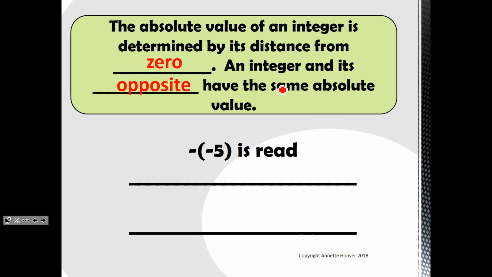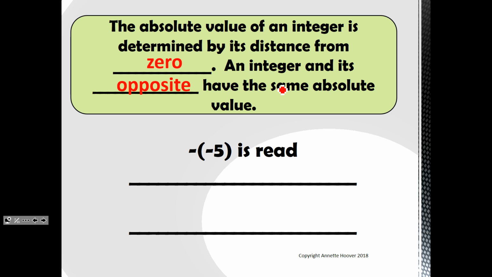For example, the absolute value of negative 7. How far is negative 7 from 0? It is 7 from 0. What is the absolute value of a positive 7? Well, it is also 7 from 0. So opposites actually have the same absolute value, since you're only asking what is the distance from 0.